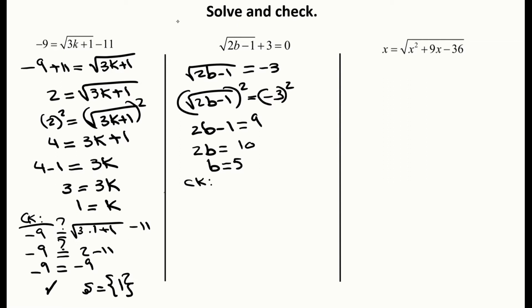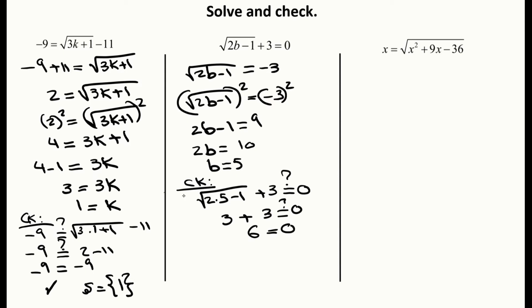However, when you check it, you notice that the square root of 2 times 5 minus 1 plus 3, checking to see if that's equal to 0, may not actually end up so, because here we notice we get the square root of 10 minus 1, which is 9, and the square root of 9 is 3. So we get 3 plus 3. We're checking to see if that's equal to 0. Of course, 6 equals 0 is a contradiction.